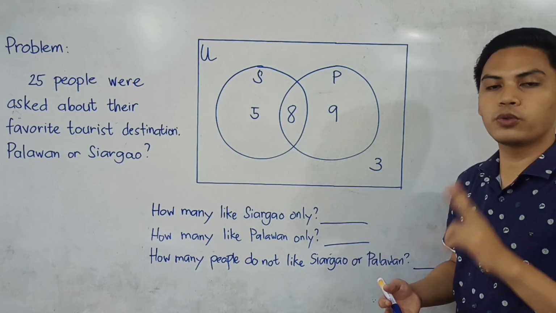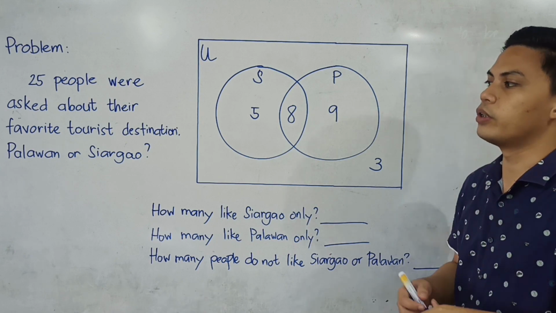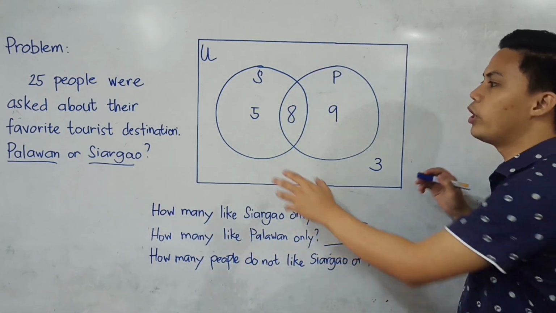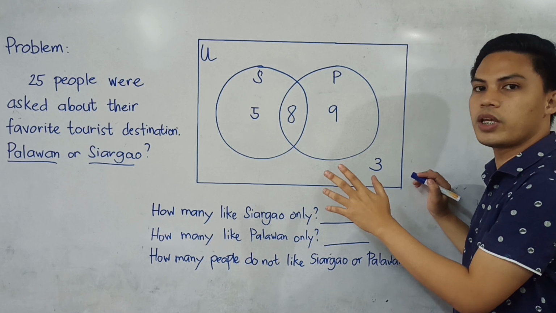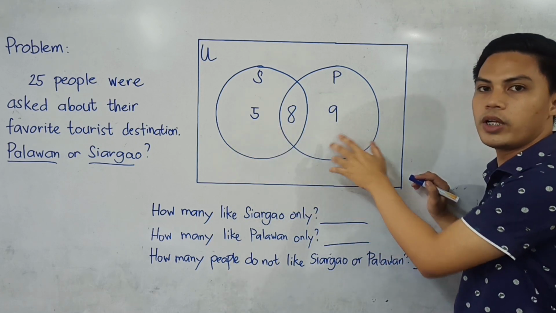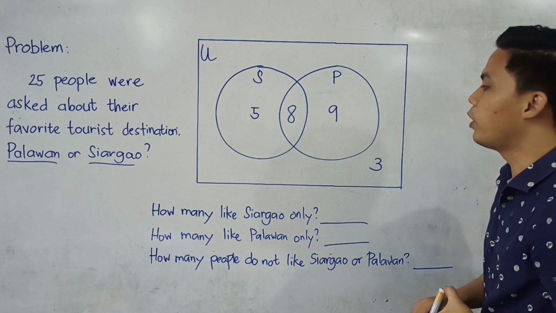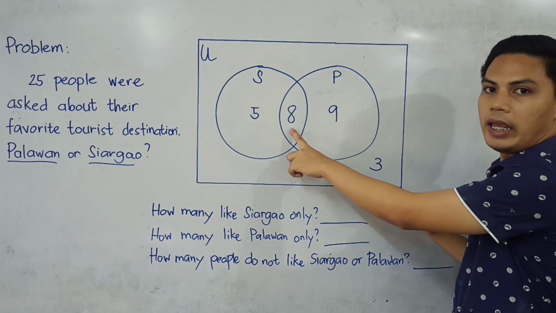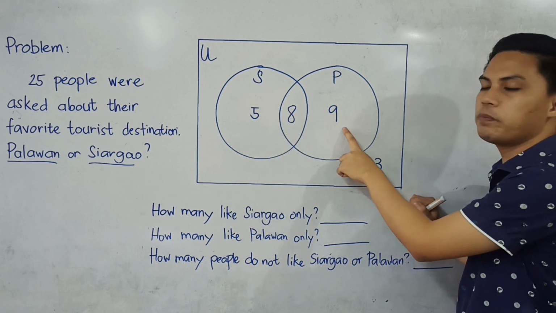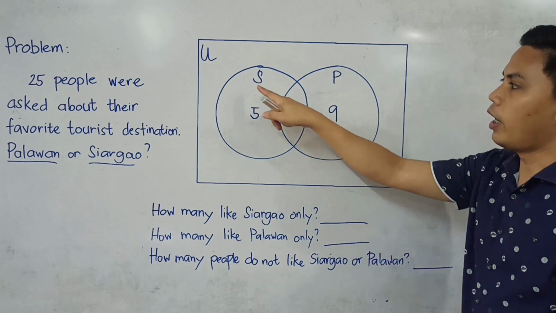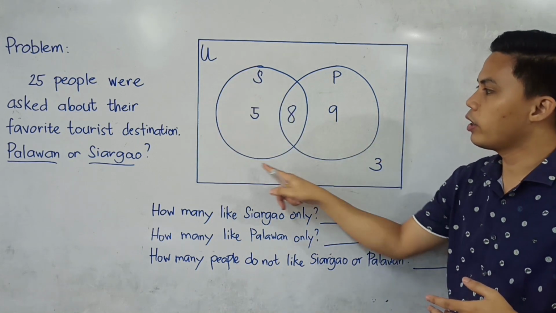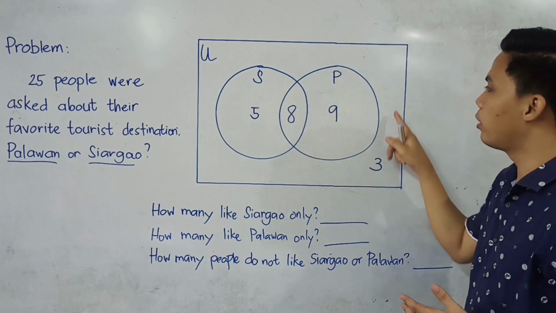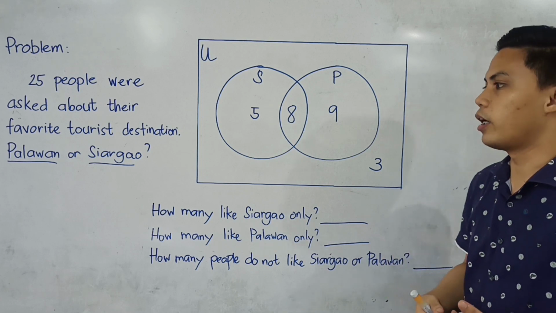Now, since we're talking about two tourist destinations, Palawan or Siargao, we're going to use only two sets. So kung dalawa lang yung sets na gagamitin, dalawa lang din na circle yung gagamitin natin. Okay. So we have here sa first region, may 3 na number or 3 elements. Sa second region, may 8. Sa third, may 5. At sa fourth, may 9. Okay. S stands for Siargao. So ito yung set ng Siargao. P stands for Palawan. Ito naman yung circle na nagre-represent sa set ng Palawan.